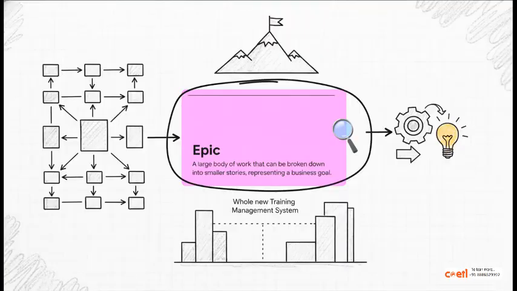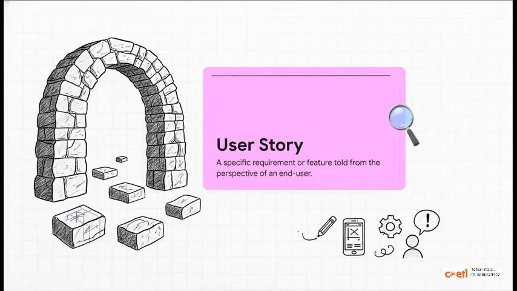So yeah, an epic is that big picture. It's the high-level goal that's going to deliver some serious value to the business, like, say, building an entire training management system from scratch. But here's the thing. You can't build a giant stone all at once, right? So we break down those epics into what are called user stories. This is where we start to carve out the details and design, describing a specific thing the user actually needs to be able to do.